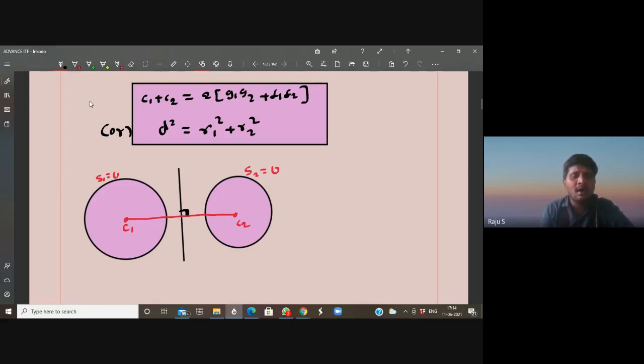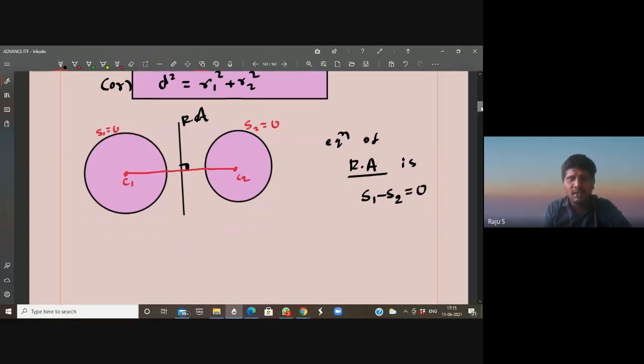Last time I explained that we have to draw the tangents. The locus of all points equidistant from the two circles is given by the radical axis, like when we draw the tangents. This is the radical axis, and the equation of the radical axis is S1 minus S2 is equal to 0. When two circles are given, simply take S1 minus S2 is equal to 0; that is the radical axis.